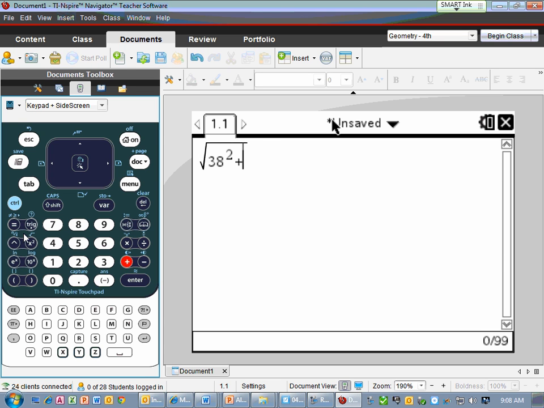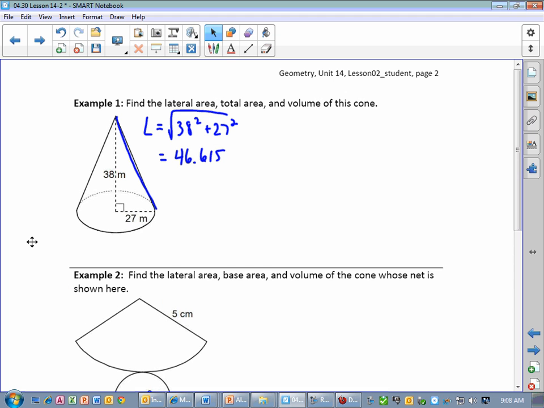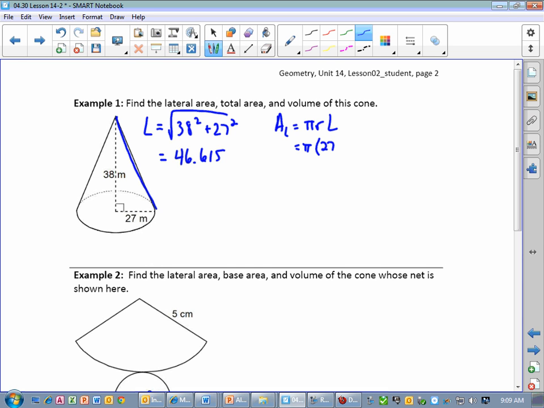All right, so 38 squared plus 27 squared. Yeah, I get 46.615. Cool. All right, so our lateral area. Well, the formula is pi RL, and I'm writing down every problem so that I remember it. So pi times our radius, 27, and our slant height was 46.615. I'm writing that on my paper.